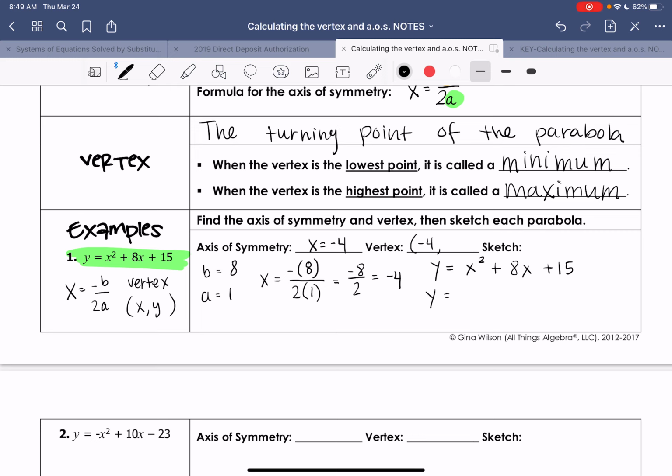So every time I see an x, I'm going to replace that with a -4. So -4 squared plus 8 times -4 plus 15. So you can simplify this all at once or individually. So I'm going to say -4 squared is a positive 16.